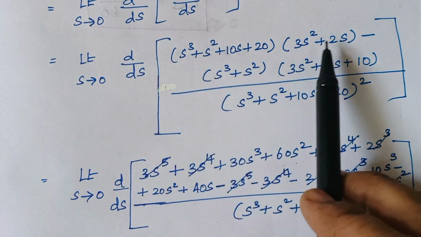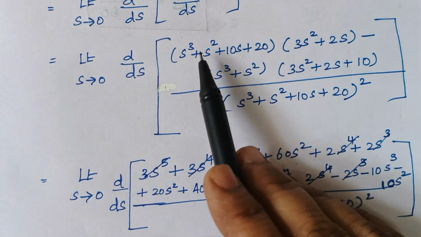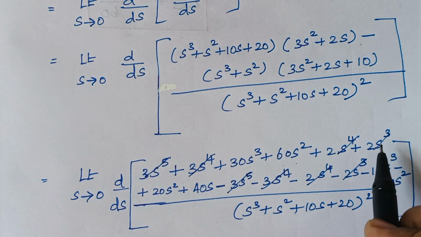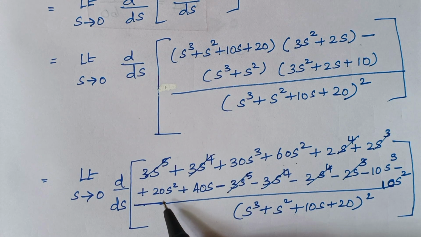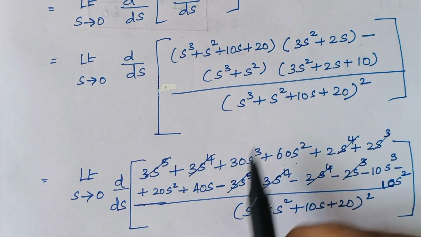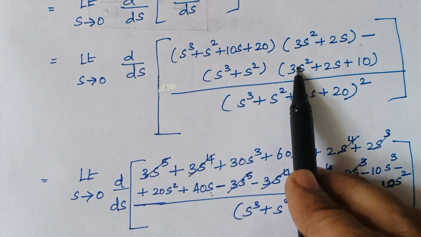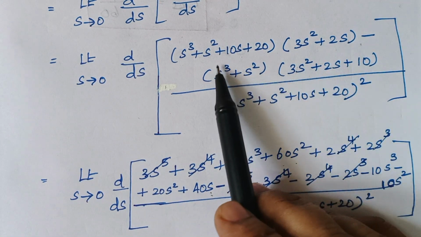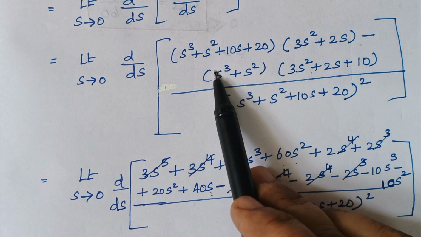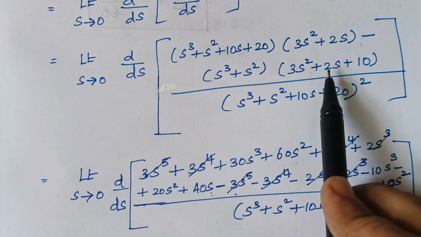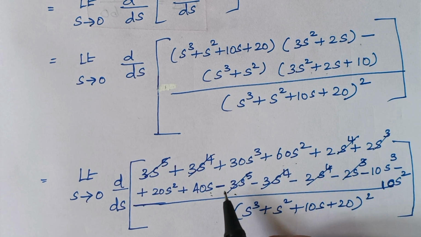Again here s cube into 2s becomes 2s power 4, plus again s square into 2s becomes 2s cube, and again 10s into 2s becomes 20s square, and again 20 into 20s becomes 40s, right? Minus, again you need to multiply these two terms. So when you multiply, s cube into 3s square becomes 3s power 5, and again this s cube into 2s becomes 2s power 4, right, minus 2s power 4, and similarly it goes on.